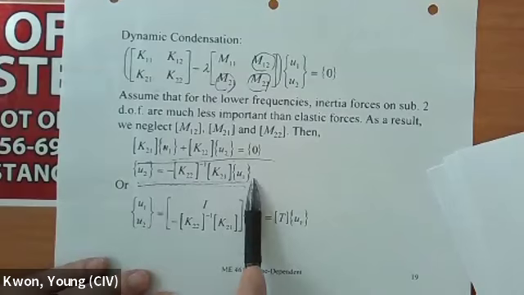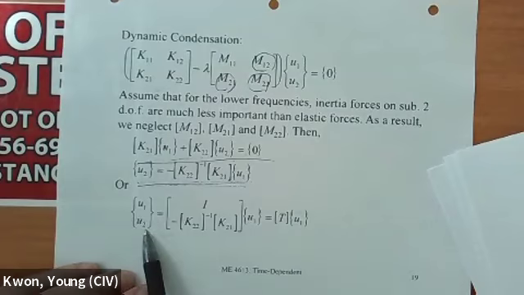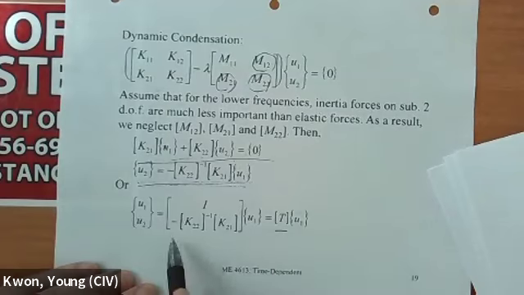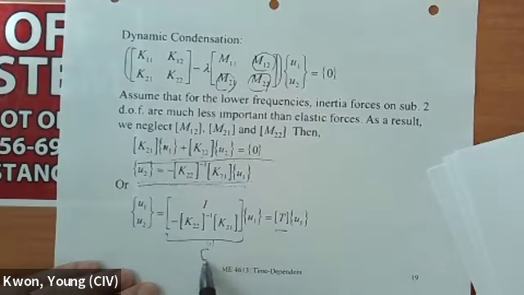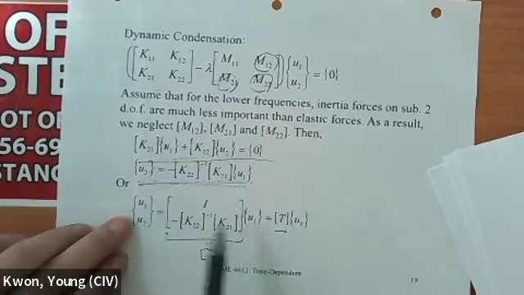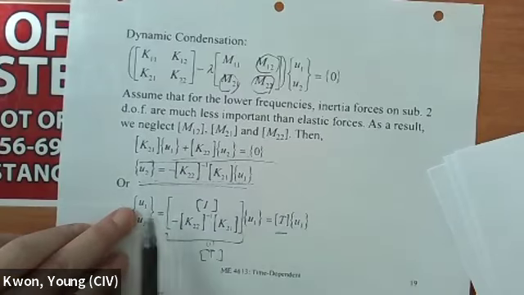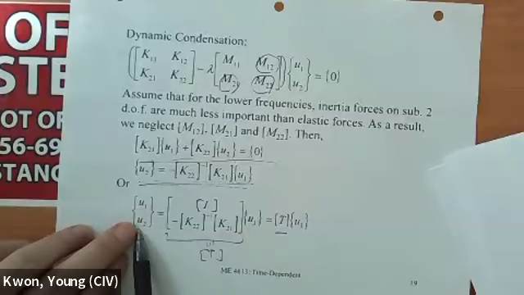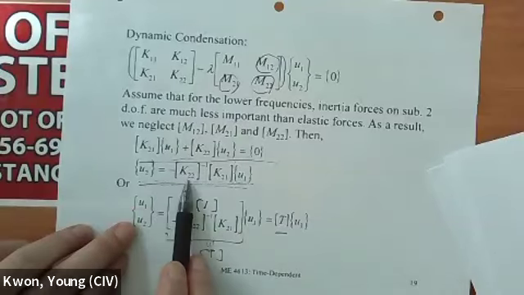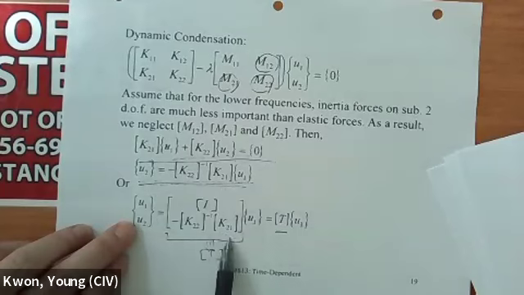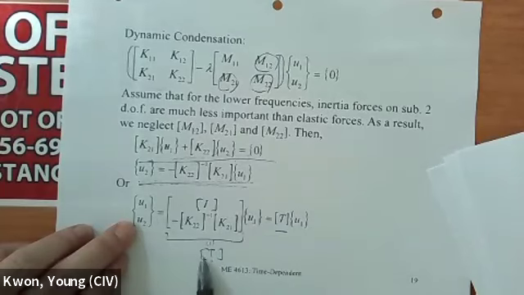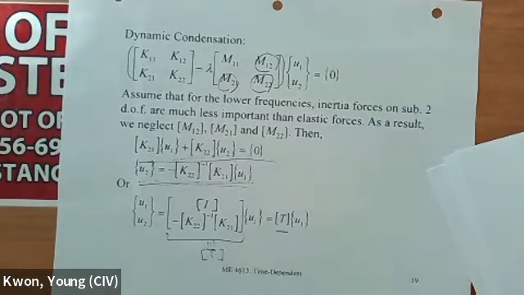So now you have this one. Then U1 and U2 are going to be written using this matrix T, defined as the transformation matrix T. So U1 is U1, so this is the identity matrix. But U2 is going to be negative K22 inverse times K21 from here. That's going to be that. So this is the transformation matrix between two different vectors.